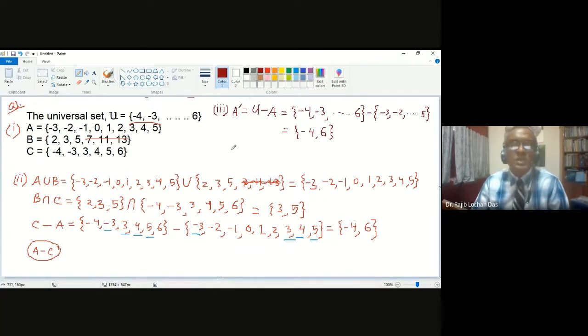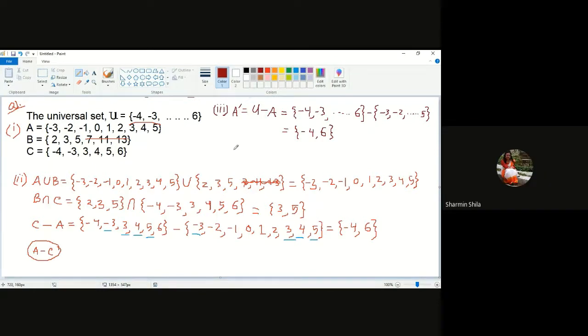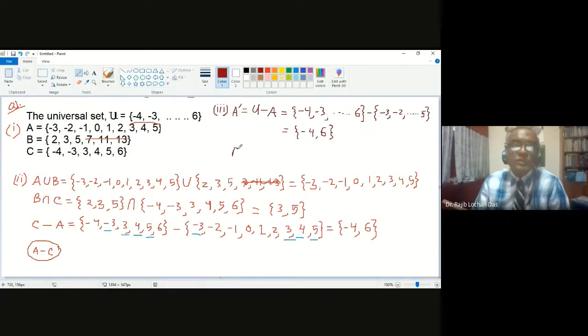And what is the next question? B union C prime. For this part, you need to find B union C because it is not calculated here. This is B intersection C and this is A union B. So you need to find B union C first, and then take the prime.